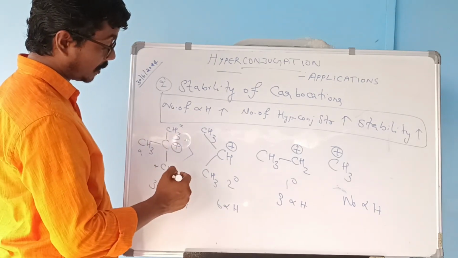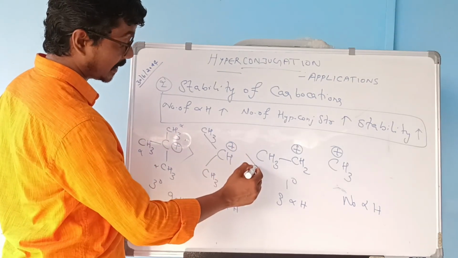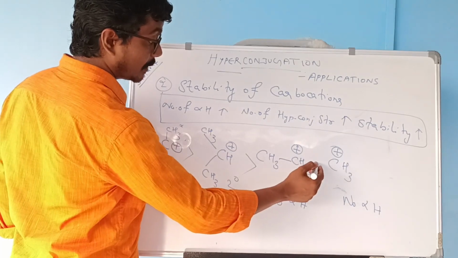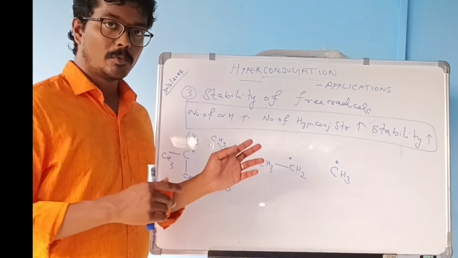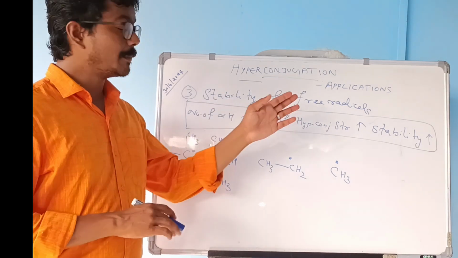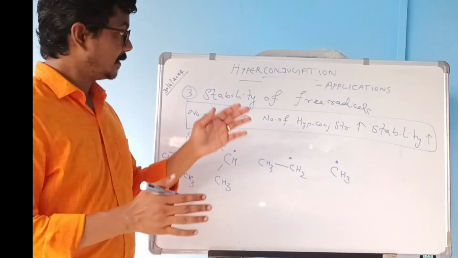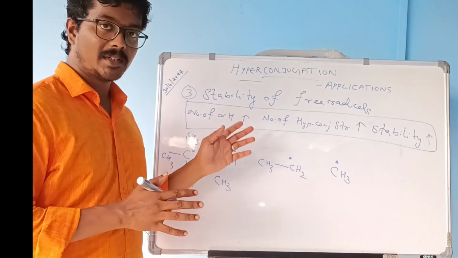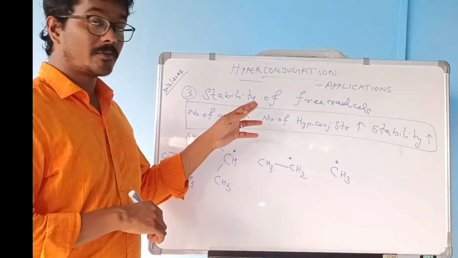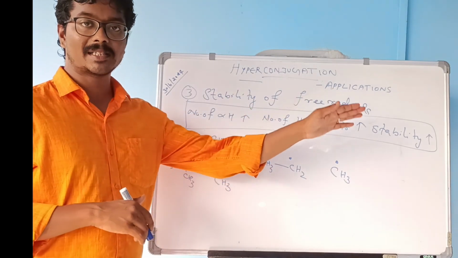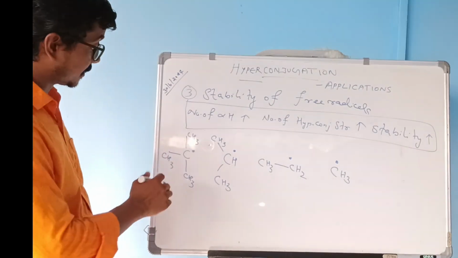So tertiary carbocation is more stable than secondary, which in turn is more stable than primary and methyl carbocation. Move on to the third application, stability of free radical. We can explain it the same way as we discussed in the case of carbocation. When the number of alpha hydrogens increases, conjugated structures also increase, and stability also increases.